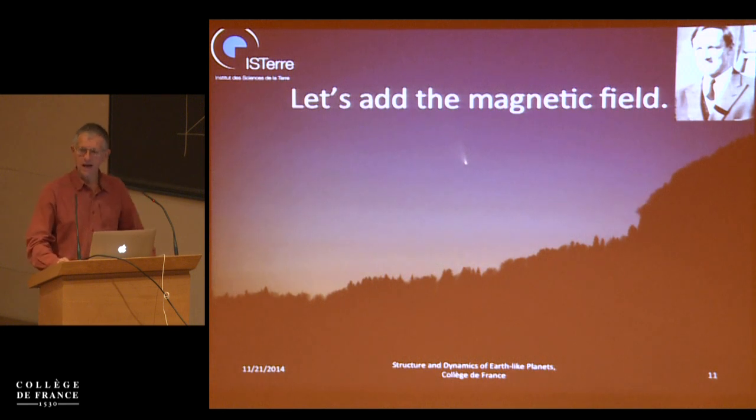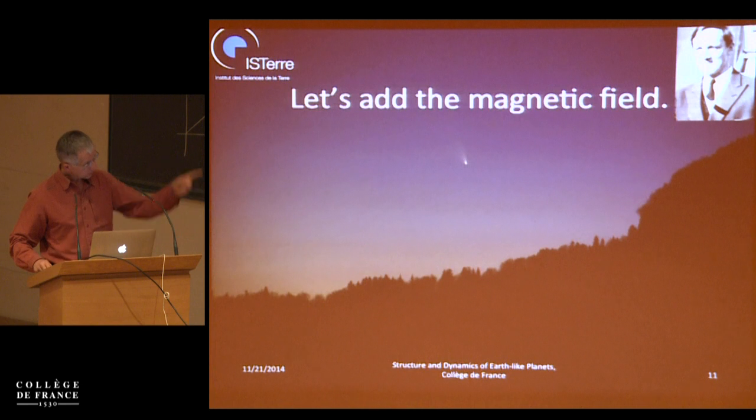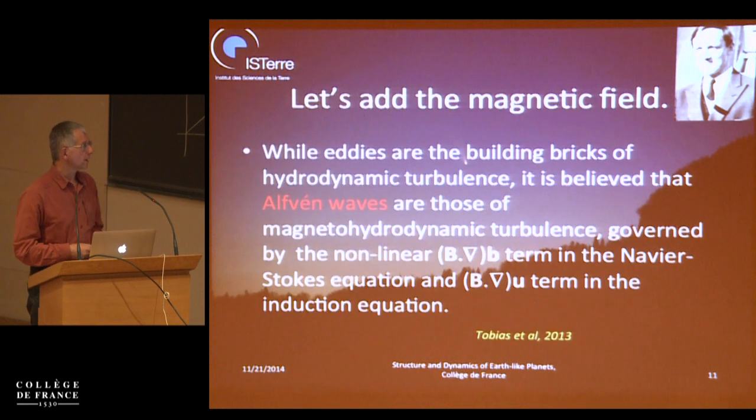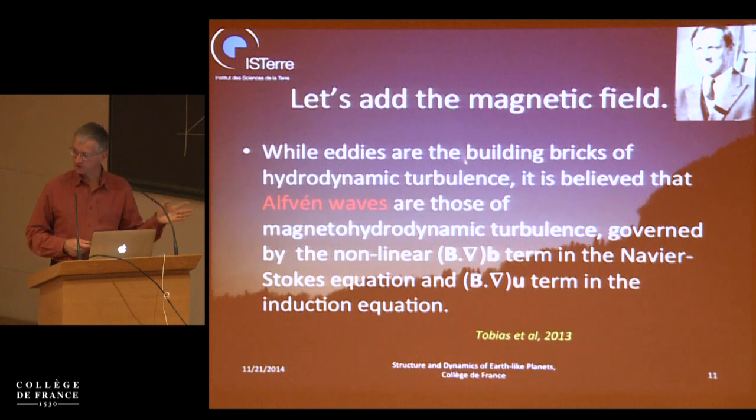Because we expect Alfvén waves to be present. While eddies are the building bricks of hydrodynamic turbulence, the way I've presented it and the way it's been presented by this community for a long time, it is believed that Alfvén waves are those of magnetohydrodynamic turbulence, which are then governed by two different nonlinear terms in the equations: the B grad B term in the Navier-Stokes equation, the Lorentz force, and the B grad U term in the induction equation.